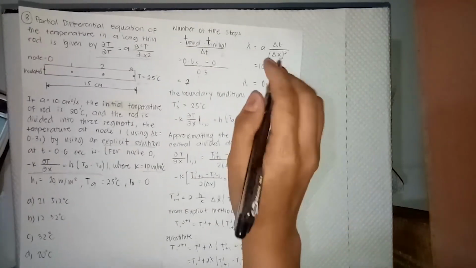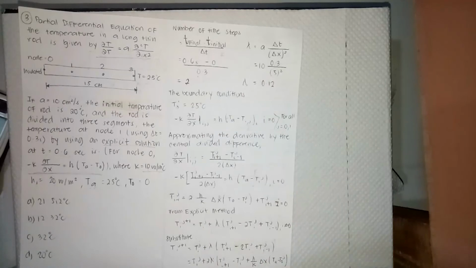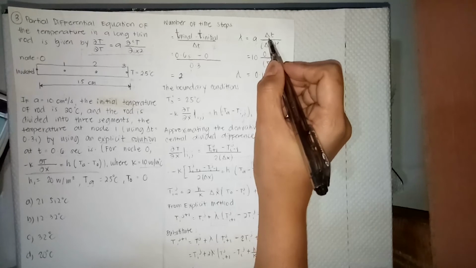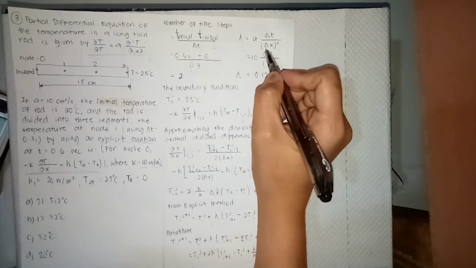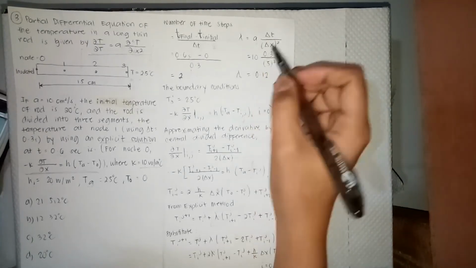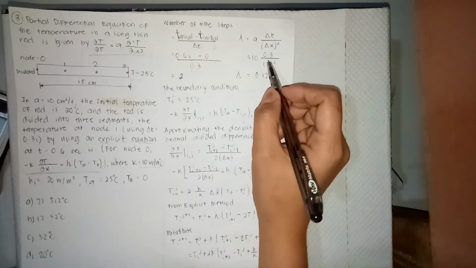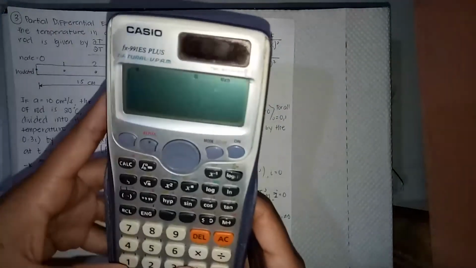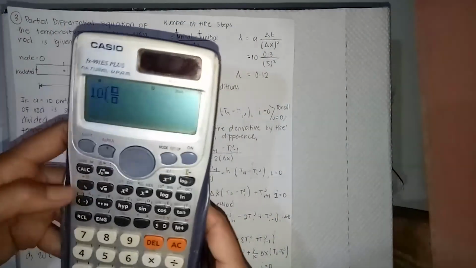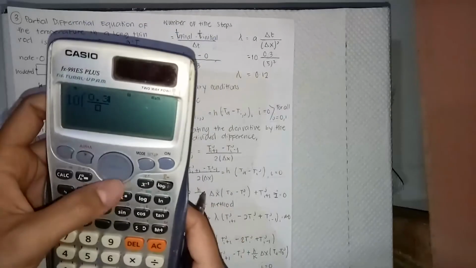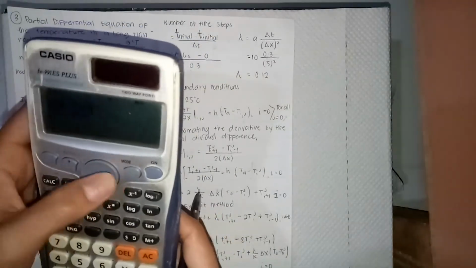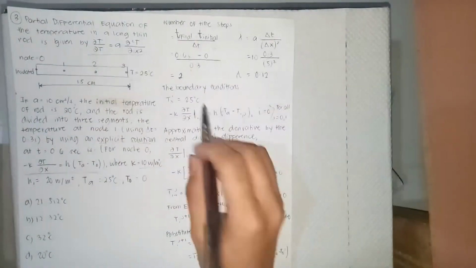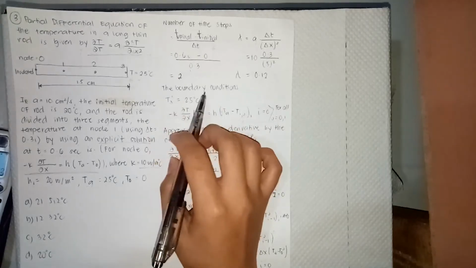And then our next formula is lambda is equal to A times delta t over delta x squared. Let's input the values and we will get 0.12. So let's check: 0.3 over, so 0.12. Then the boundary conditions.